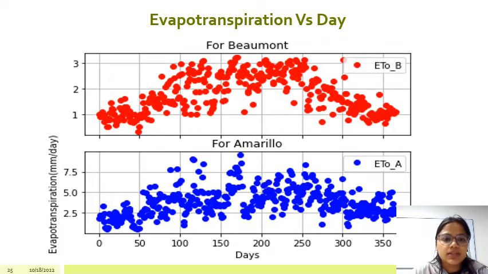Here we can see that for Beaumont, from around May to September, our evapotranspiration is higher, and from September to February it is lower, ranging around 1 mm per day. And for Amarillo we can see that it is quite dispersed and its average is around 3 mm per day.